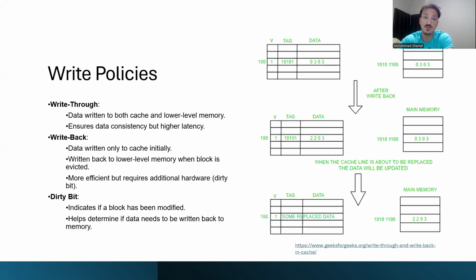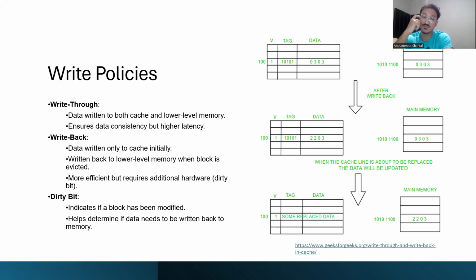Next, we'll talk about the write policies. There's write through, write back, and a dirty bit. Write through is when data is written to both the cache and lower level memory. It ensures data consistency but has a higher latency. Whereas with write back, data is written only to the cache, and it's written back to lower level memory when the block is evicted. It's not written to both the cache and lower level at the same time. But it's more efficient and it requires additional hardware.